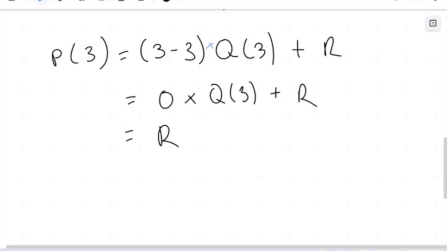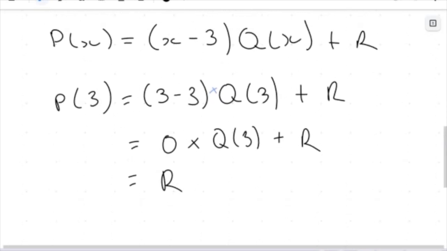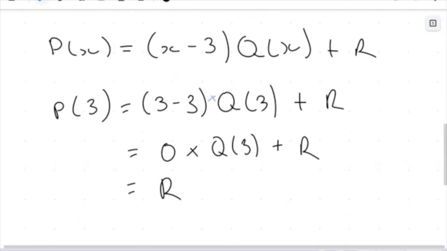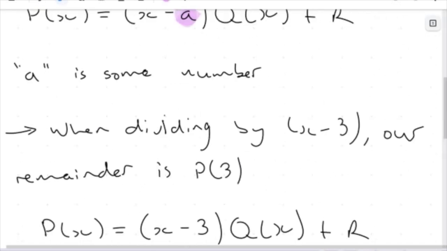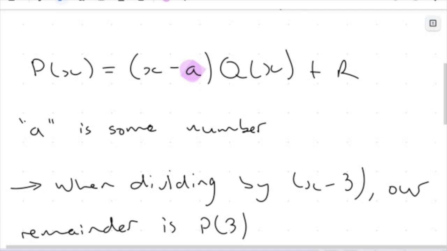So the remainder theorem tells us that when we divide by some divisor, the remainder is going to be given by substituting in this a value here. We have x minus a. So if we substitute in a to here, we're going to get our remainder.